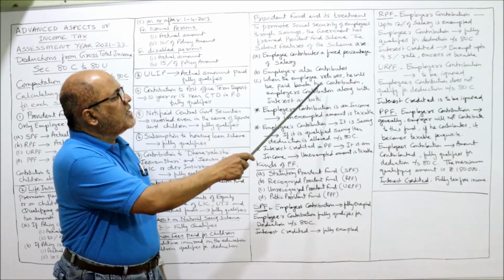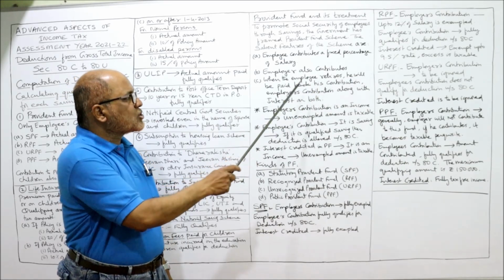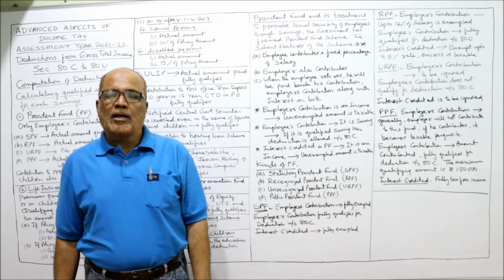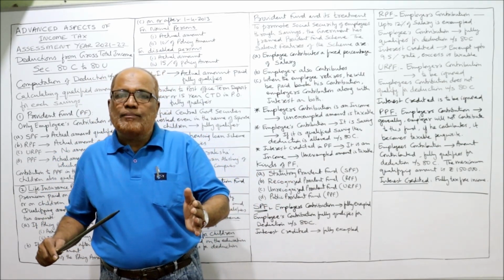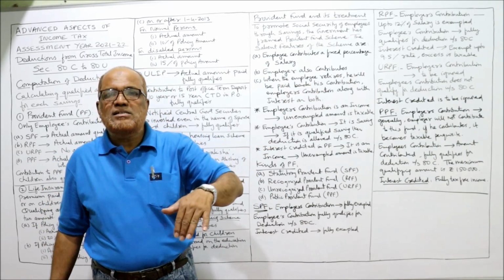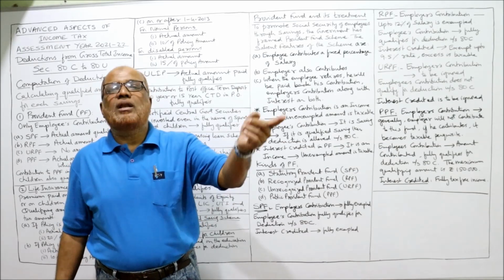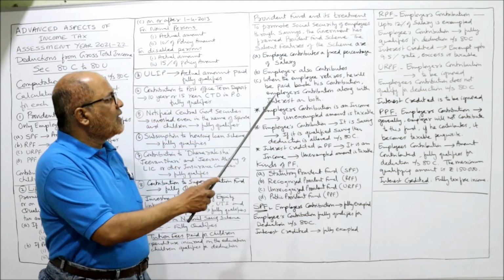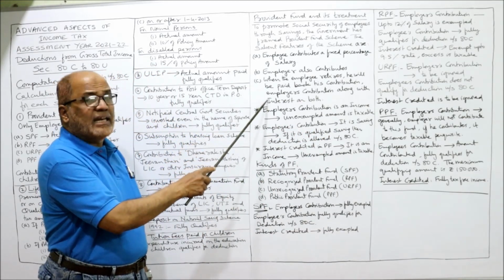Then when the employee retires, he will be paid back his contribution and the employer's contribution, along with interest on both. That means at the time of retirement, the employee will get back his own contribution, the employer's contribution, along with interest on both. These are the salient features.